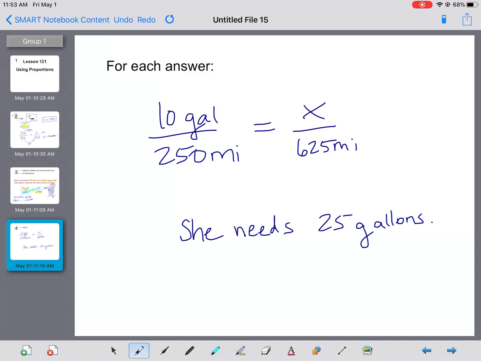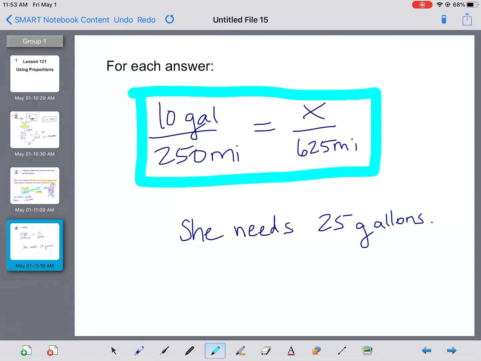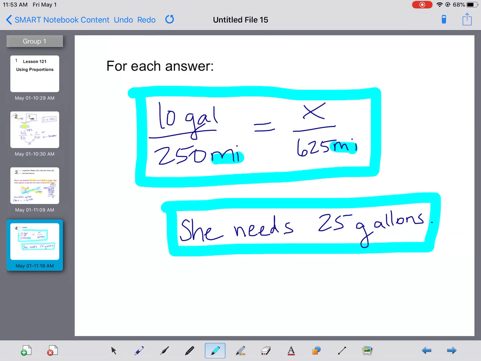So for your work in your book and for your answers, you should have two things. You should have a proportion set up, remembering to use your units and match up those units. And then you should also, after you have calculated it, come to a final answer. So make sure that you're practicing setting up the proportion and you are giving a final answer for each of these. So really we're combining things that we've learned before. Now you just have to take some words and make them into a proportion and then solve it.